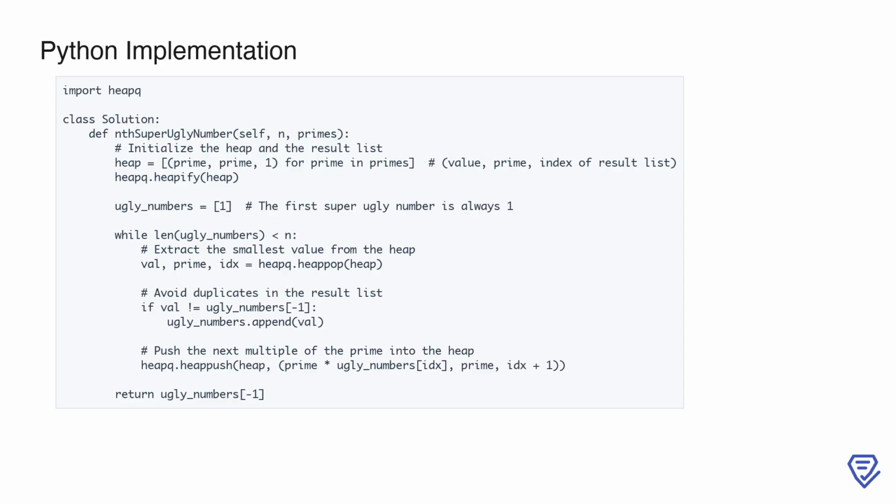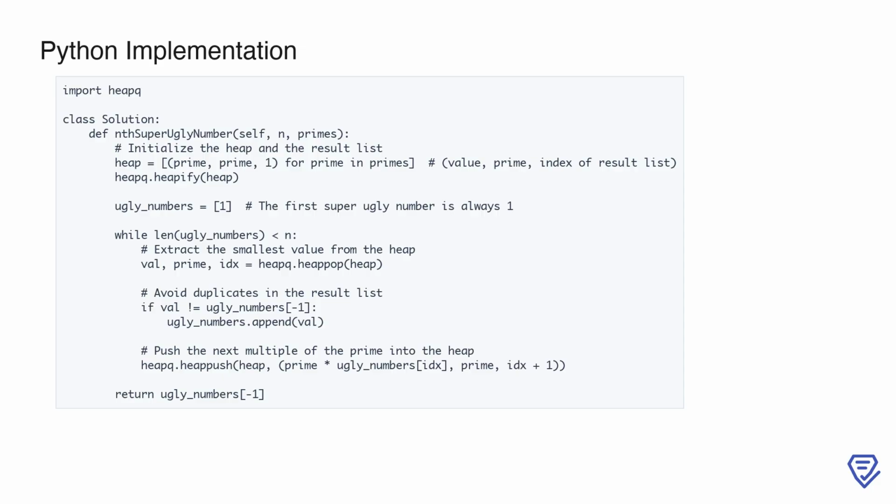The heap is initially populated with (prime, prime, 1) for each prime in the input list primes, representing the first multiple of each prime. The heap is then transformed into a valid min heap using heapq.heapify. The ugly_numbers list starts with 1, as the first super ugly number is always 1. The algorithm proceeds in a loop until ugly_numbers contains n elements. In each iteration, 1, the smallest value is extracted from the heap using heapq.heappop. This ensures that the next smallest super ugly number is chosen.